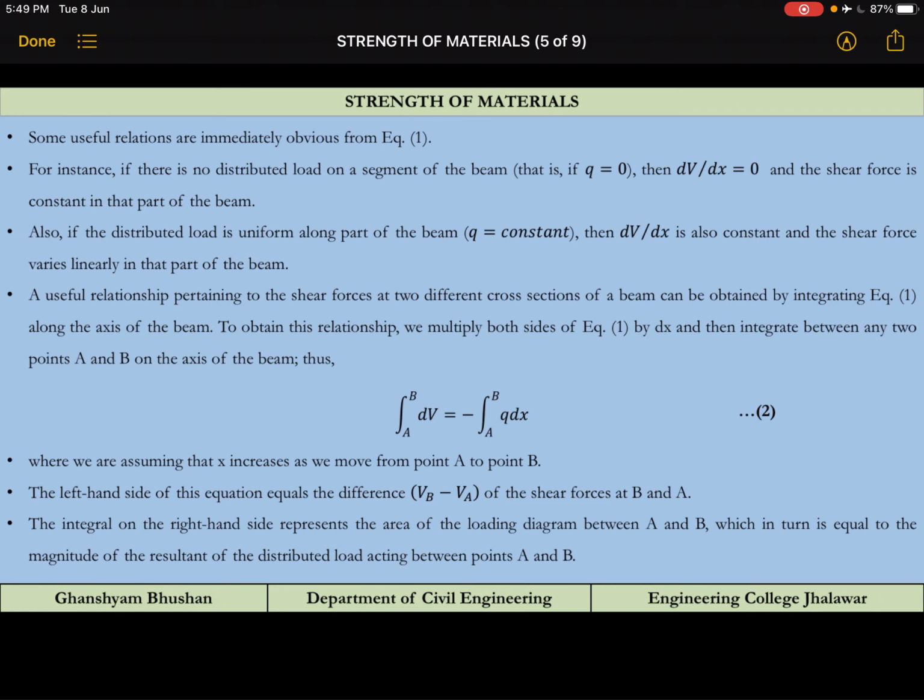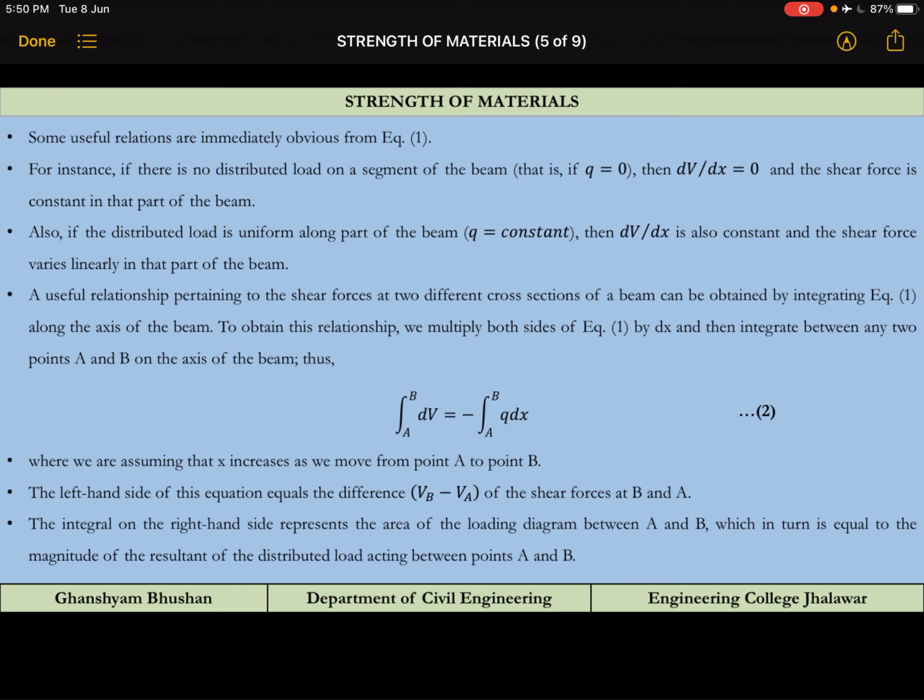So for instance, if there is no distributed load on the segment, that means what? q is 0, that is dV by dx is 0. If loading is like a concentrated load, apart from that loading section, the shear force will be constant. If loading intensity is 0, that means q is 0. q is 0 means dV by dx is 0. That means it is some constant. Then only it is not varying.